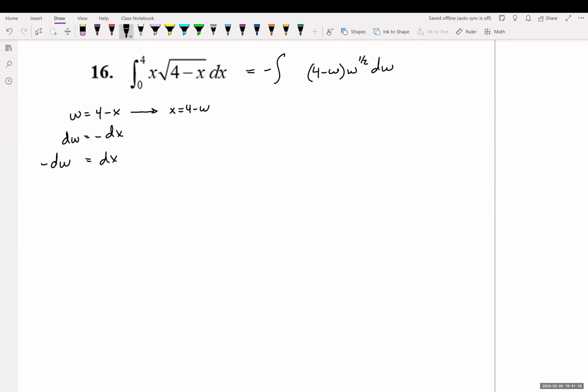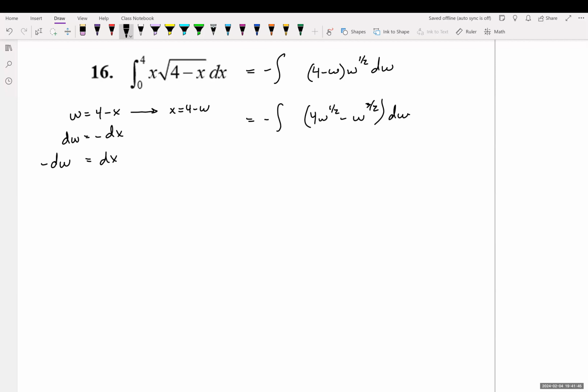Now, I still have to do the limits of integration, but the thing to notice here is we don't need to use integration by parts for this. We can just go ahead and distribute the w to the 1/2 power. Let's just go ahead and do that real quick. I know I still need to do the limits of integration, but 4w to the 1/2 minus w to the 3/2 dw, we can now proceed, as we did in Calc 1, to just evaluate this.